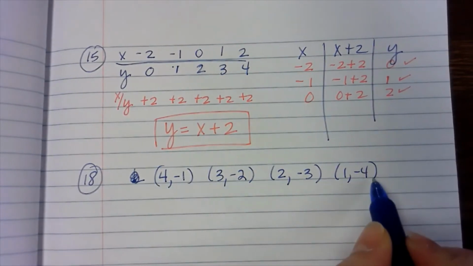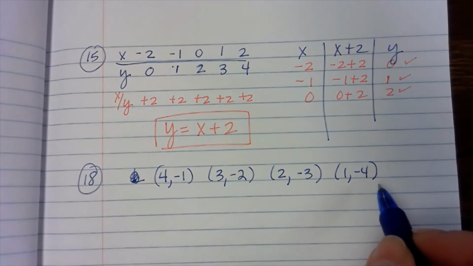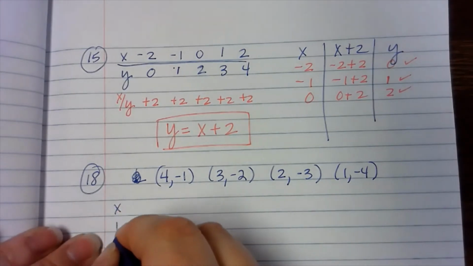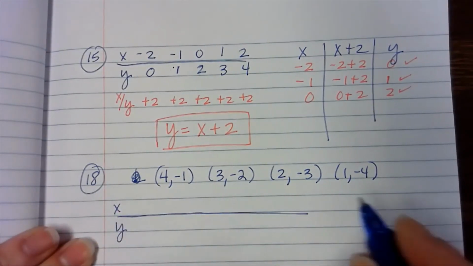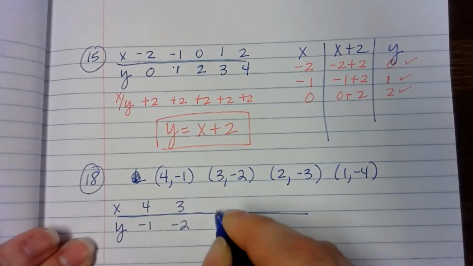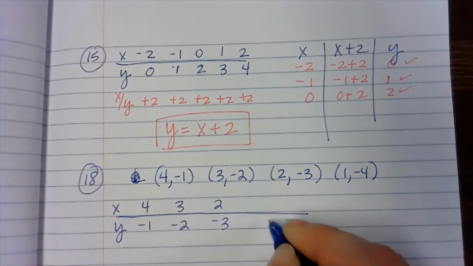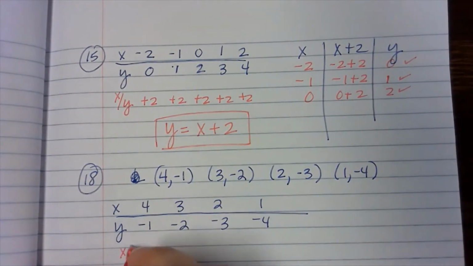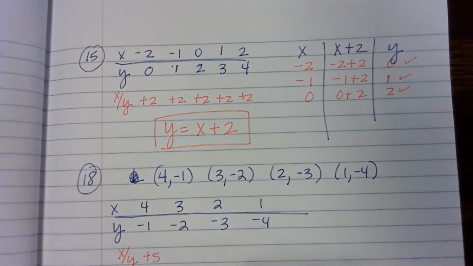If you look in your book, you'll find these as well. Okay, so let's make a chart the way we have been. I've got X and Y, and I'm just going to plug them in: 4 and -1, 3 and -2, 2 and -3, and 1 and -4. So the relationship between X and Y was that I go from 4 to -1. I've gone back. Should be adding 5, I believe.